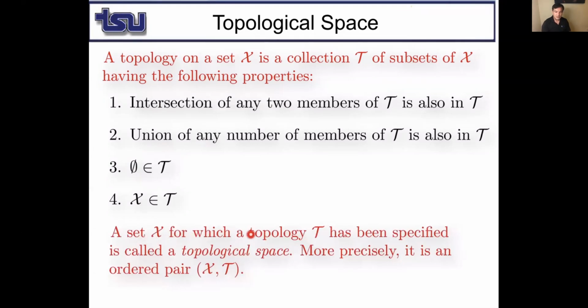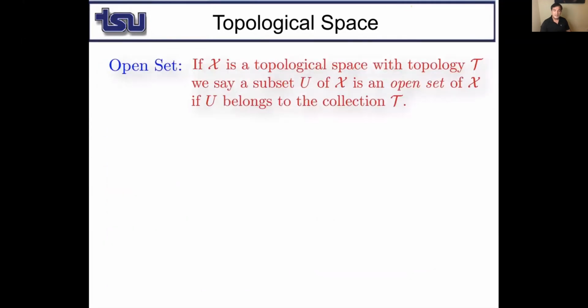And a set X for which a topology T has been specified is called a topological space. More precisely, we use an ordered pair X and T. T is a collection of subsets of X that satisfies those 4 properties. Assume that X is a topological space with T, and think about a subset U of X. If that subset U is in that collection T, then we call that subset U an open set of X. And the neighborhoods, or the nearness, closeness concept, is all considered using those open sets.